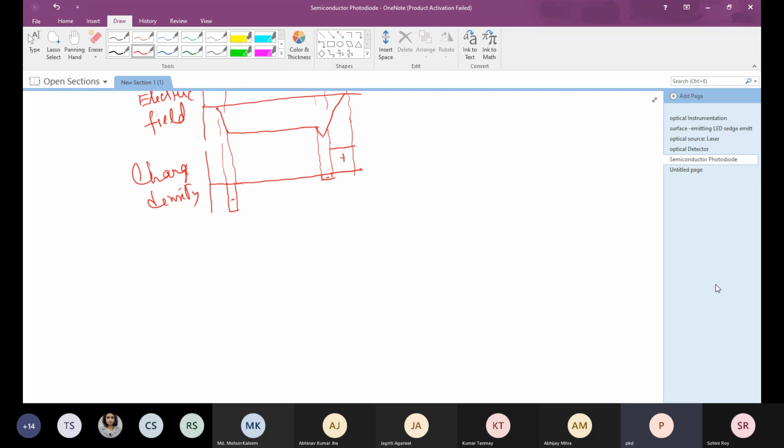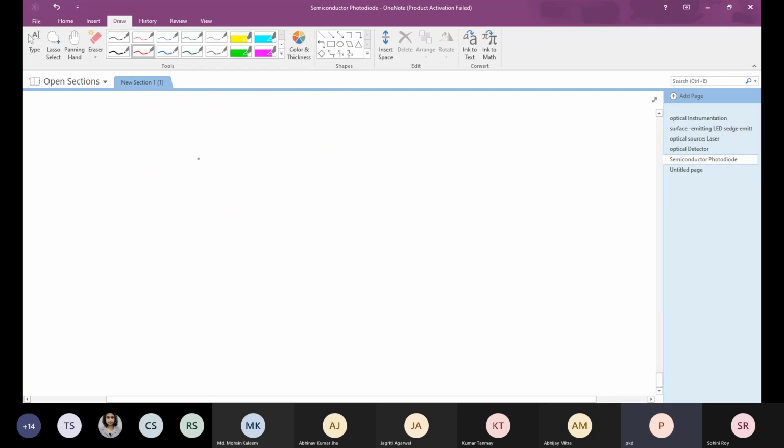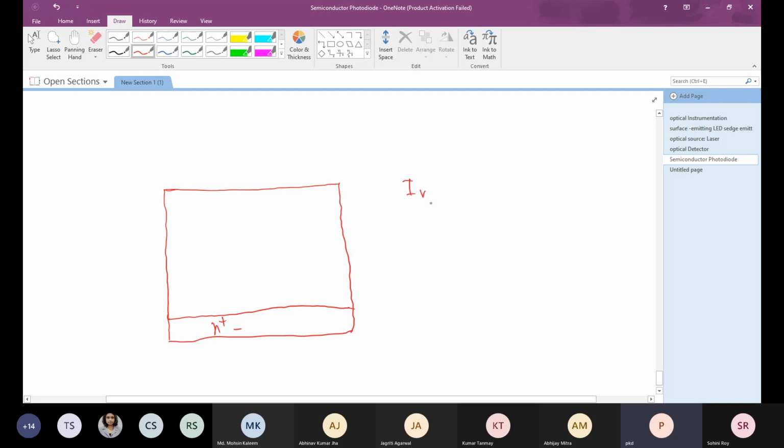So typically if we take a structure of APD, which of course we are just representing without discussing much detail of it, this is an APD of say indium gallium arsenide on top of a substrate of indium phosphide.